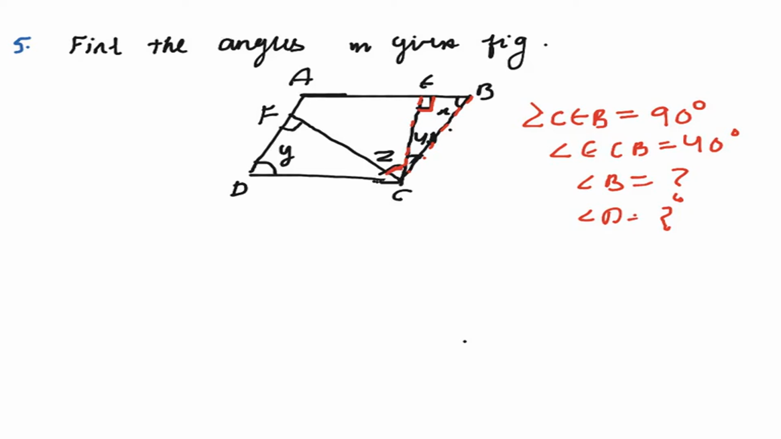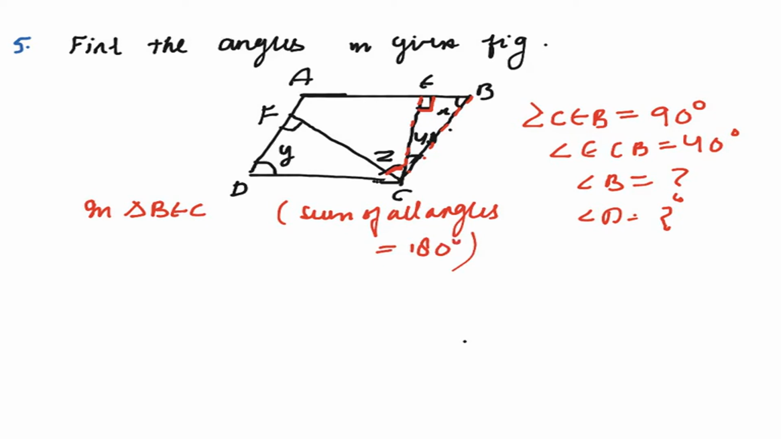Okay. Now let's start by applying the different properties of the parallelogram. We are going to use many properties of the parallelogram over here. So first of all, take triangle BEC. In triangle BEC, the sum of all the angles of a triangle is 180 degree. Sum of all angles equals to 180 degree, right? That we already know.